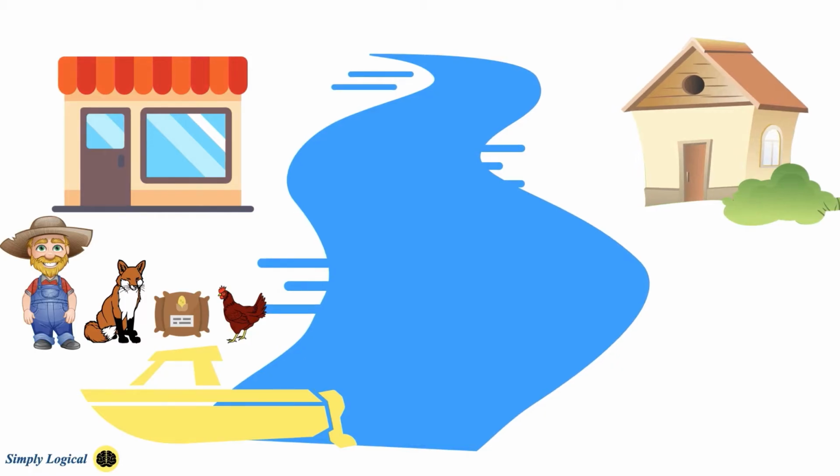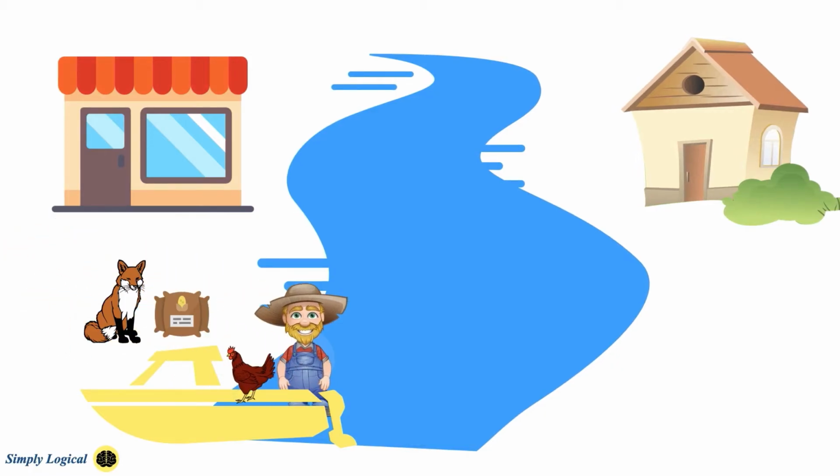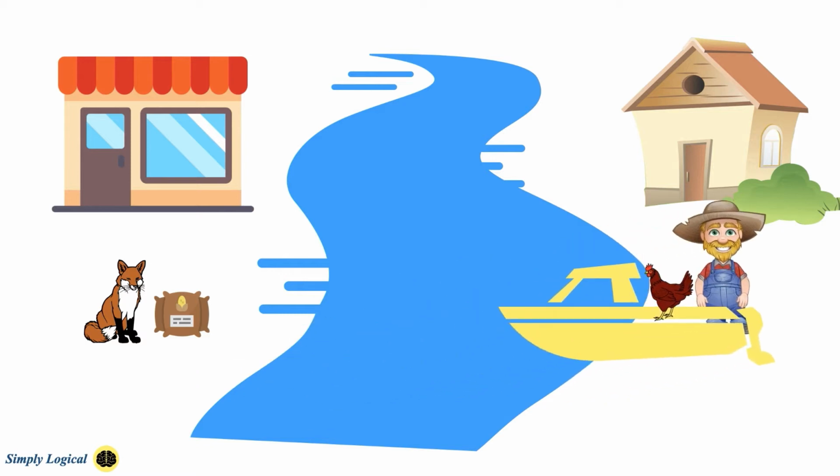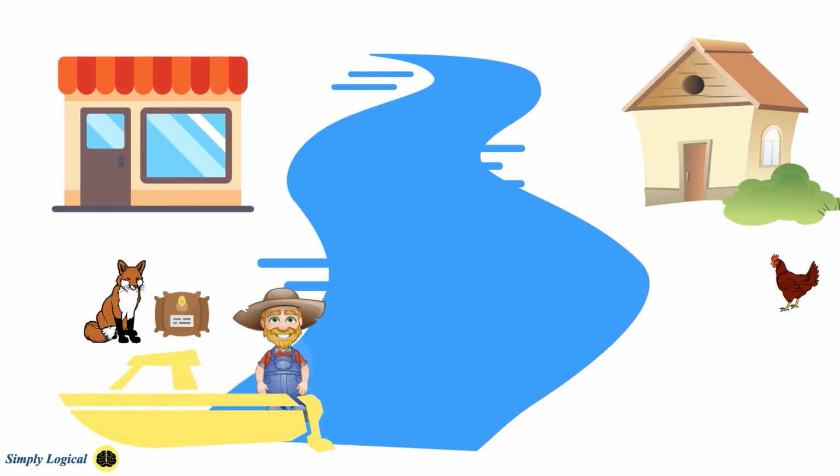First, the farmer must take the chicken across the river, leaving the fox and corn alone together on the starting side. This is a good move because the fox will not eat corn. Then the farmer goes back and gets the fox.